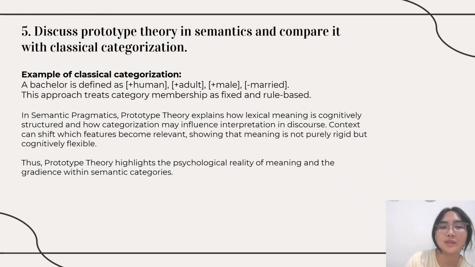Example of classical categorization: a bachelor is defined as human, adult, male, and unmarried. This approach treats category membership as fixed and rule-based. In semantic pragmatics, prototype theory explains how lexical meaning is cognitively structured and how categorization may influence interpretation in discourse. Context can shift which features become relevant, showing that meaning is not purely rigid but cognitively flexible.